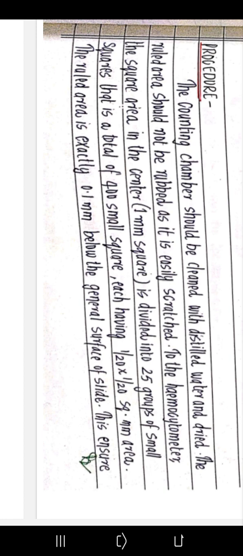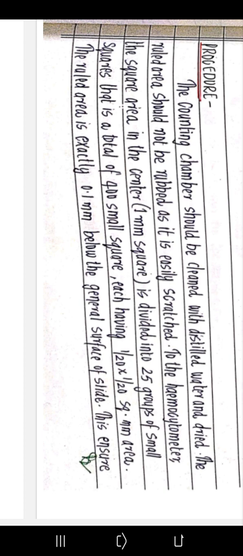In the hemocytometer, the square area in the center, 1 mm square, is divided into 25 groups of small squares. That is a total of 400 small squares, each giving 1 by 20 into 1 by 20 square mm area. Each group has 25 small squares, and that is a total of 400.